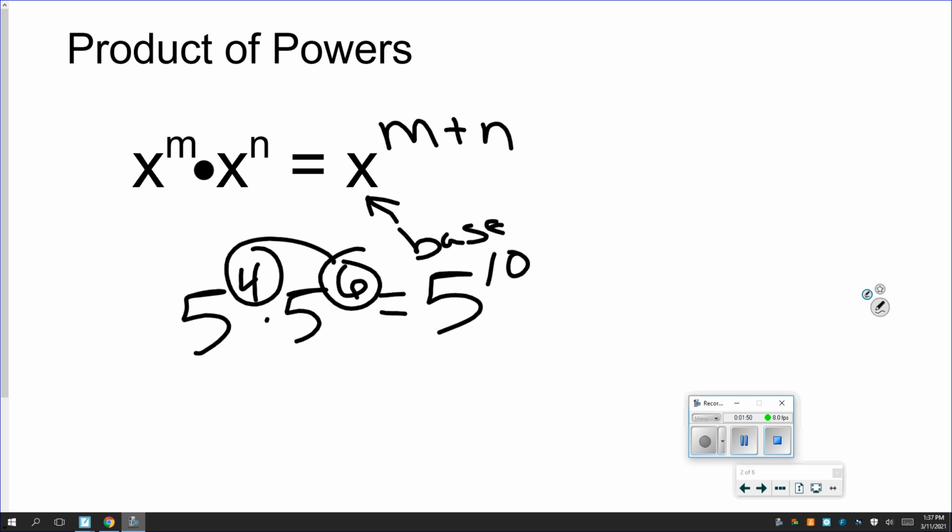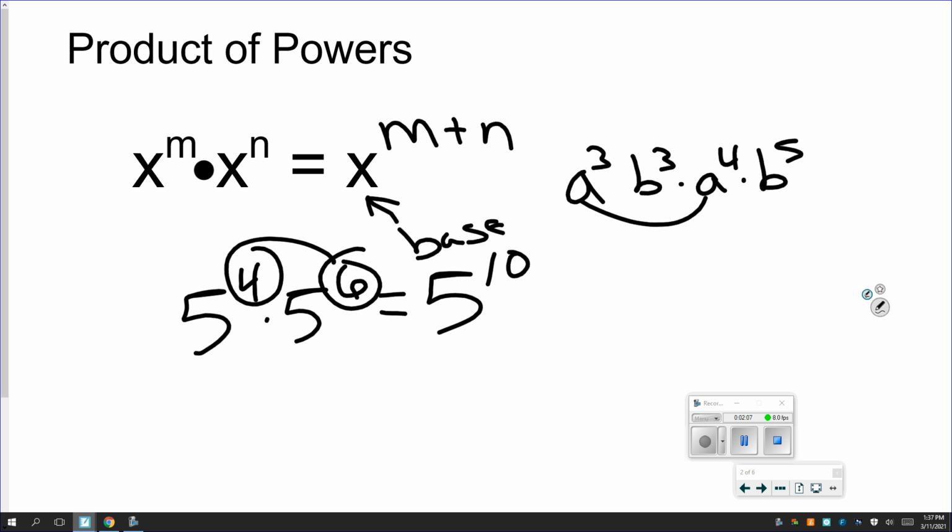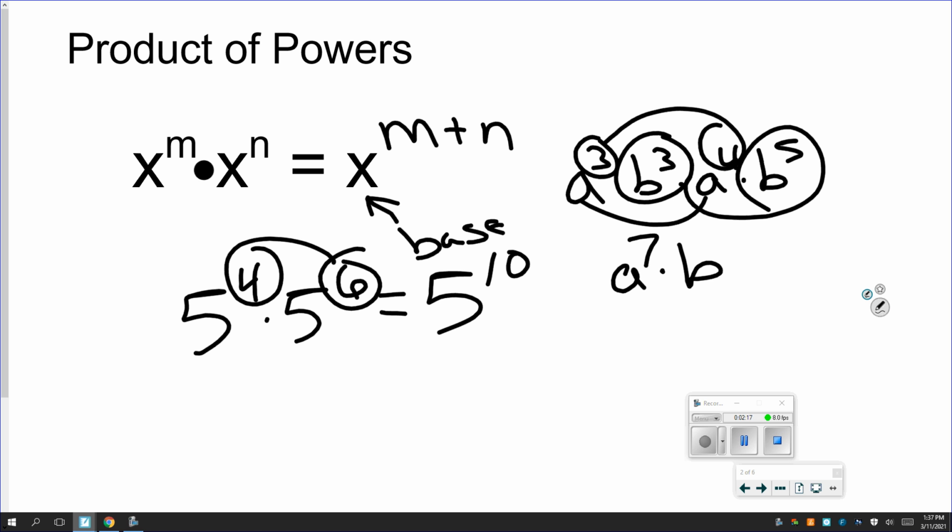We've simplified that. Now you can do multiple things. So if I have a to the third times b to the third times a to the fourth times b to the fifth, I only apply my rule to things that go together. So a with a, b with b. Alright, so still apply my rule right here. So a, keep the base the same. Two exponents, 3 and 4. So that would be a to the 7th. Do the same thing with my b's. And that would be times b to the 8th power. Alright? And that would be the simplified form of that. So that's product of powers. That's when you're multiplying two bases together that are the same.